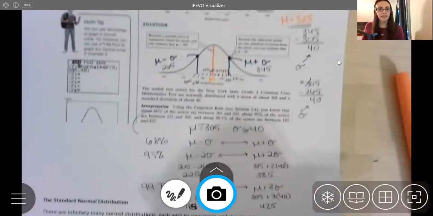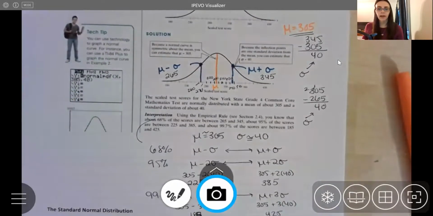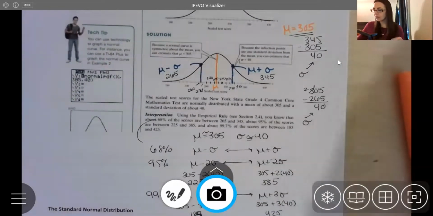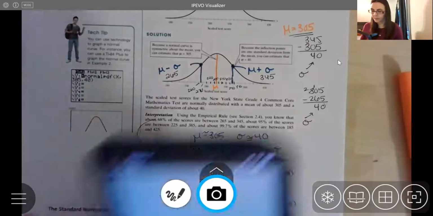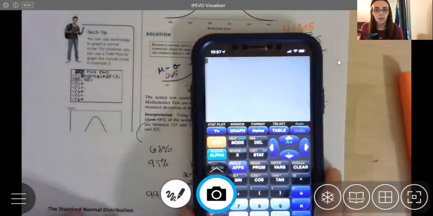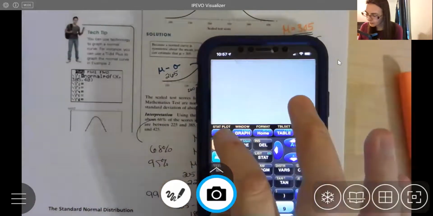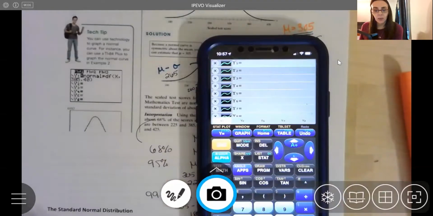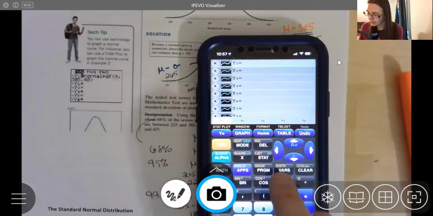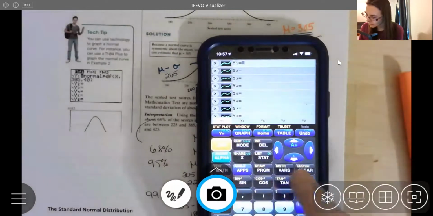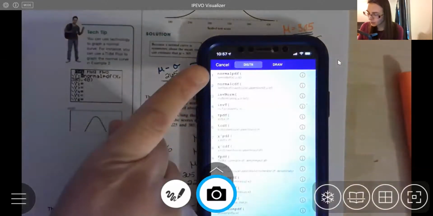Now, there is a little tech tip here on the left. So if you want to graph on your calculator, you can. So I'll just show you that quickly. What you're going to do if you want to graph a normal curve is you're going to hit that y equals button. And we actually have to type in a distribution here. So see how it says DISTR right there? That's for distribution. So we're going to hit the second vars key. And then you're going to see that normal PDF.